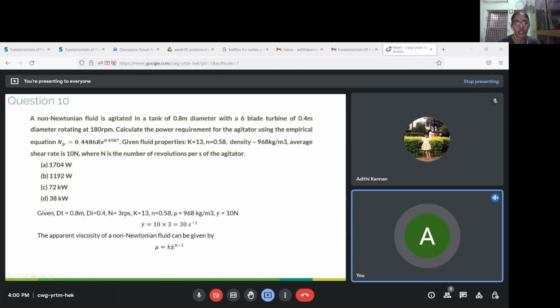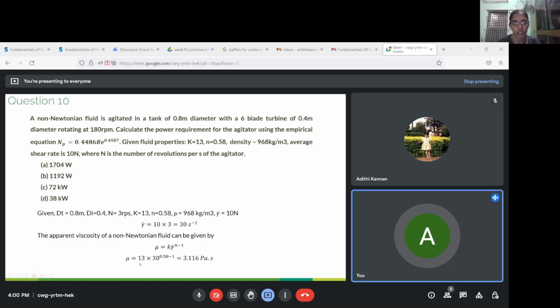So in that case, viscosity will not depend upon the shear rate. In fact, viscosity will remain constant. So that is the definition of a Newtonian fluid. Whereas in case of a non-Newtonian fluid, your viscosity will depend upon your shear rate, and hence the apparent viscosity is given as K gamma dot raised to N minus 1. So with the values given in the question, you can calculate the apparent viscosity.